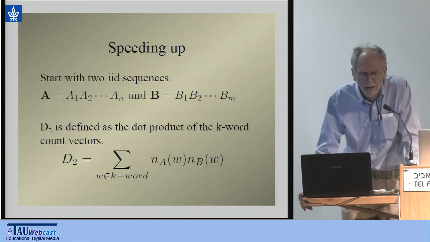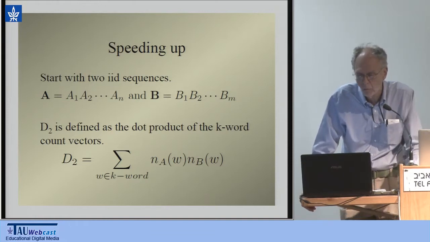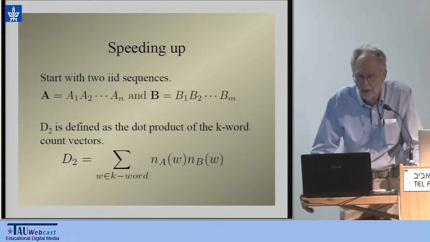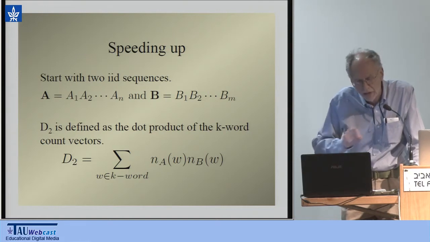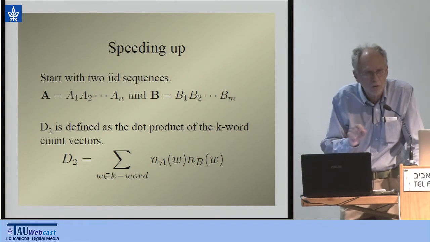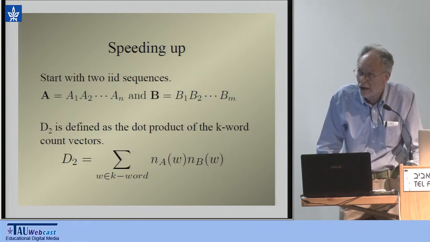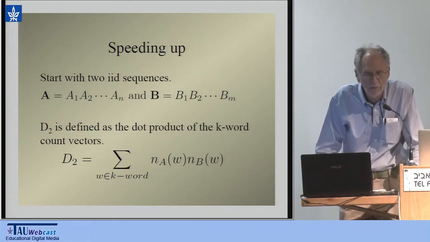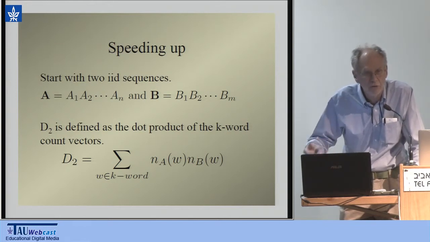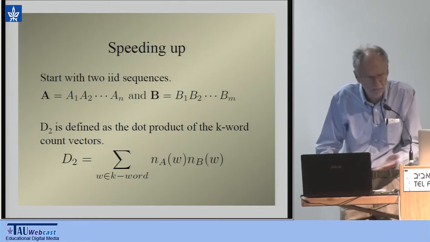So there's a very naive sequence comparison method that we worked on called D2. Essentially, you just look at the counts of each k-letter word, pick k equal 4, say, and you look at the counts of the 4-letter words in one sequence and the counts of the 4-letter words in the other sequence, and you just multiply. For example, if W was all T's, you would take the number of all T's in the A sequence times the number of all T's in the B sequence. So this is linear time, at least. It's not very smart.